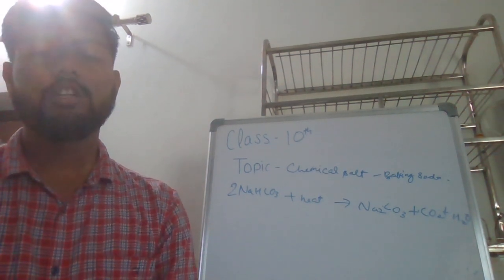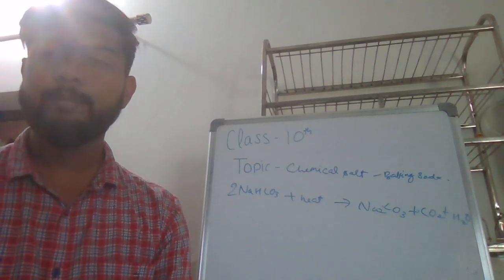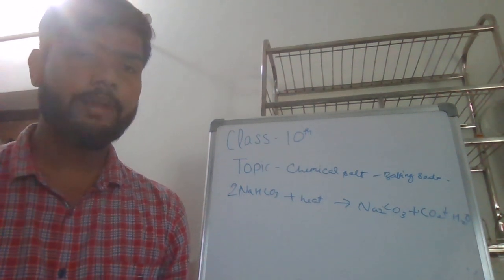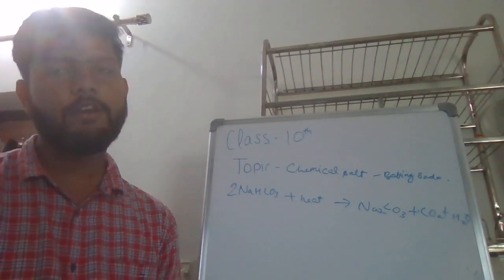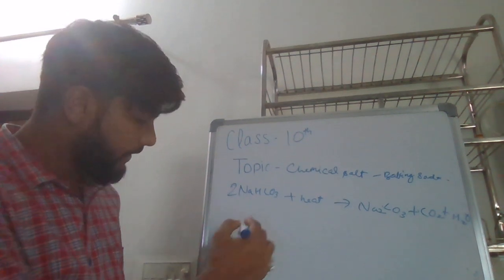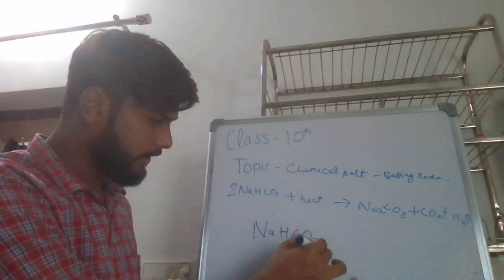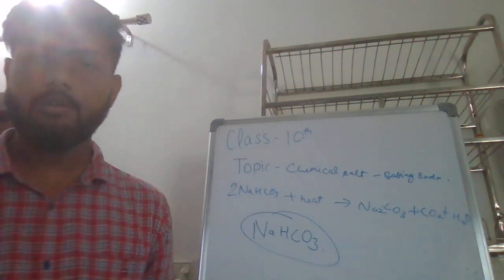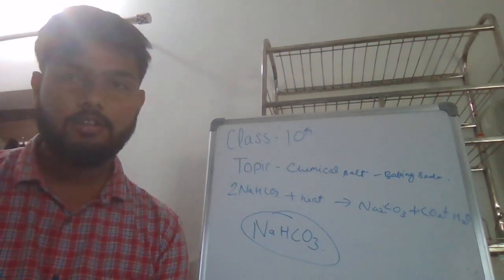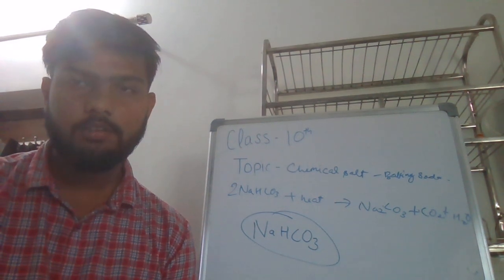Now you have to tell me, what is the formula of baking soda? Here we know that the formula of baking soda is NaHCO3. So the third option will be the correct answer. Okay, so moving further.